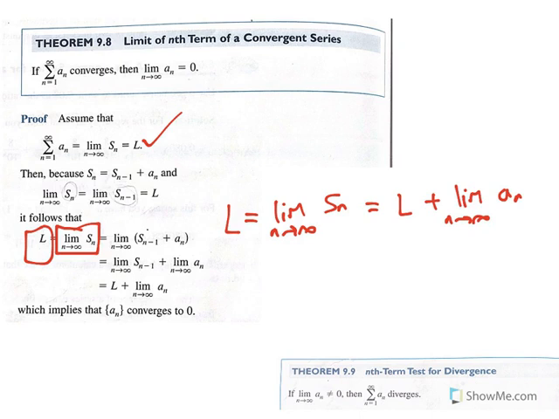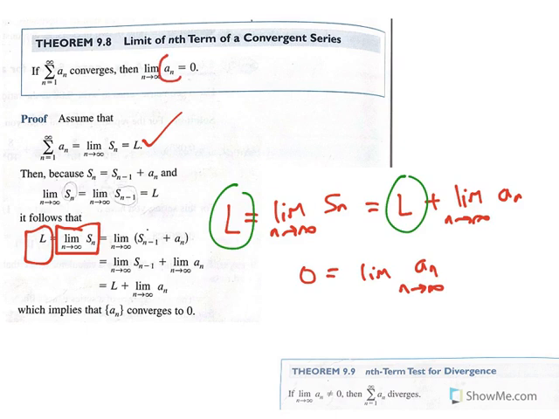So basically, you can subtract L from each side of the equation, and you get that the limit of a sub n as n approaches infinity must be equal to 0, which implies that the sequence with the nth term a sub n must converge to 0. So that proves that if a series converges, then the limit of its nth term as n approaches infinity is equal to 0, and by logical equivalence, its contrapositive must also be true.